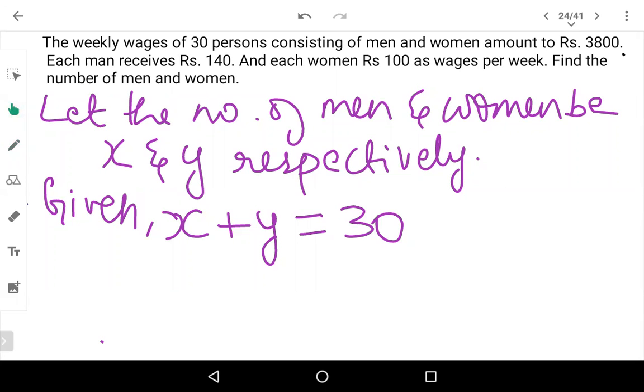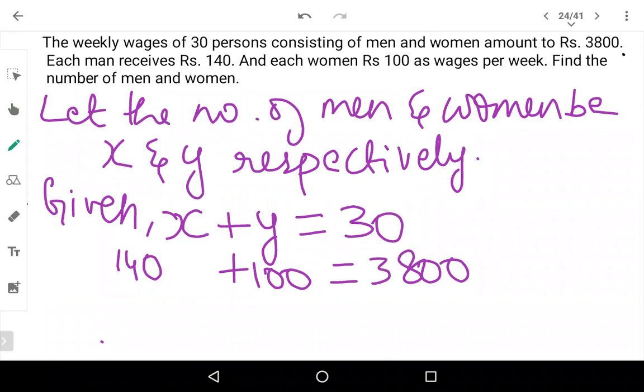Then the weekly wages of these people are given, and see the second line. Each man receives 140 rupees and each woman receives 100 rupees. If each man is getting 140 rupees and each woman is getting 100 rupees, what is the total weekly wages? 3,800. Okay, Sindhu already got the answer. 20 and 10. Good, Sindhu.